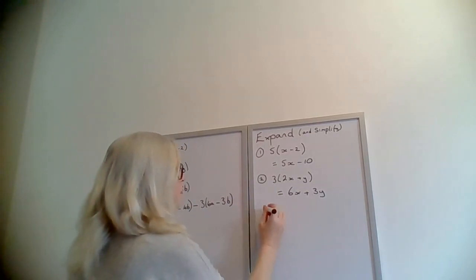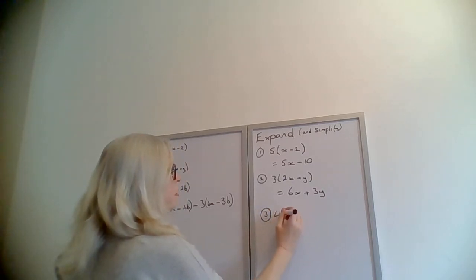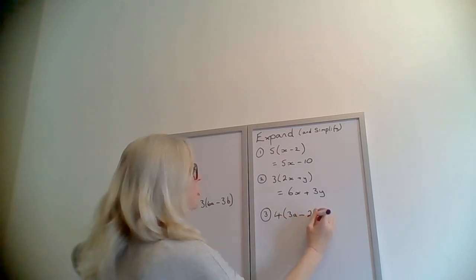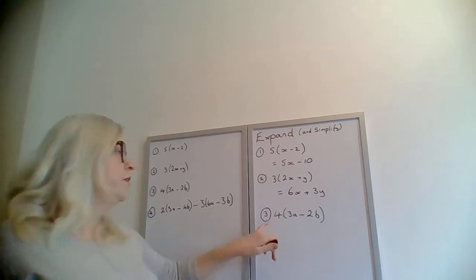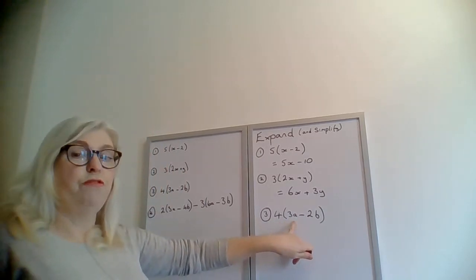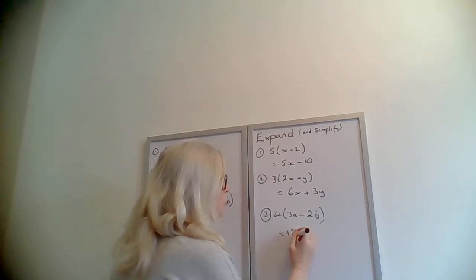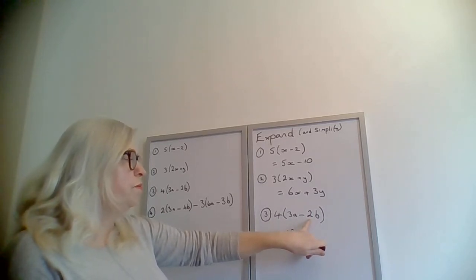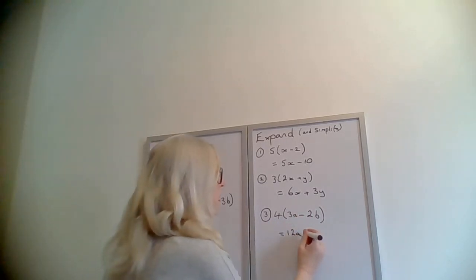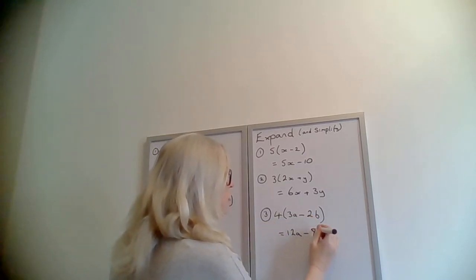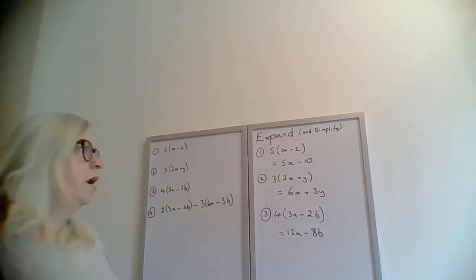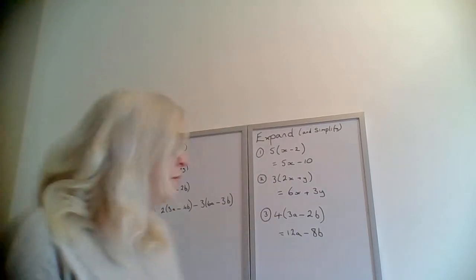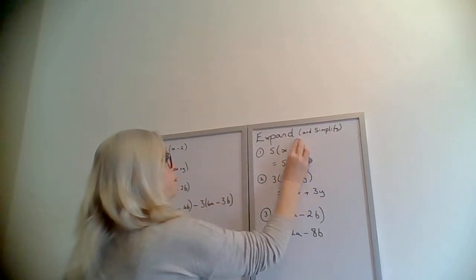Let's do the third one. The third one is 4 outside the brackets, and then we're multiplying it by 3a minus 2b, close brackets. So we do the 4 times the 3a, which gives us 12a. And then we do 4, which is plus 4, times minus 2b. A plus times a minus gives us a minus. 4 times 2 gives us 8, and then we get b. Hopefully you get the idea of those. The fourth one's a little bit more complicated, so I'm going to clear my screen and look at the fourth one.